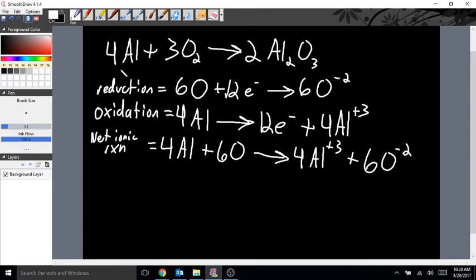Now you may be asking, why do we go through all of this trouble if we can balance it the normal way? It's important to know how many electrons are being given away and how many are being taken. Because when we move on to electrochemistry, we're looking at the production of electricity. That's all about the flow of electrons. So we need to know, where are these electrons coming from and where are they going?